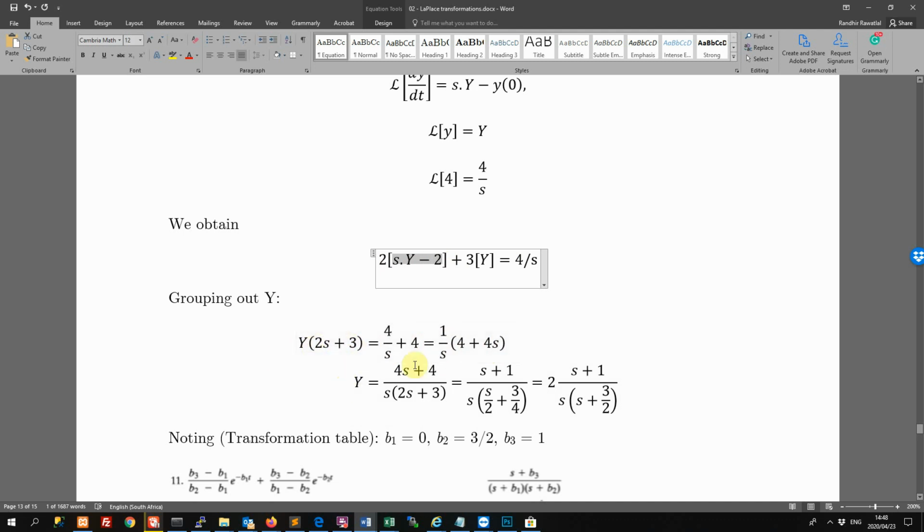And so we can say y equals 1 over s times this stuff, so 1 over s times that divided by 2s plus 3. And here we want to write this as an s here, so we group out some of these constants a little bit, and then we can just look this up in the transformation table. So look for this general form. We've got s plus something divided by s times s plus something else.